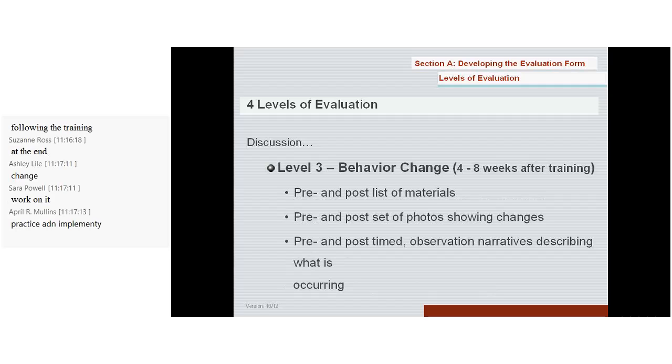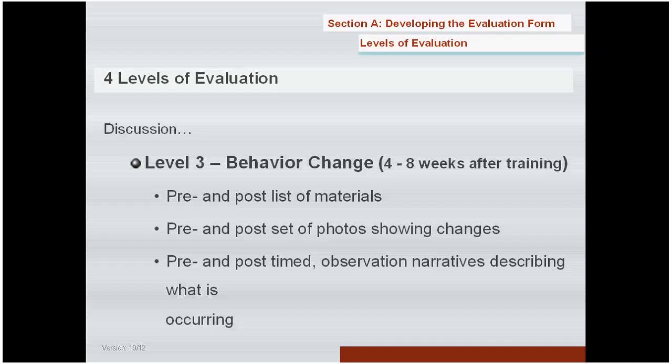Right. So some things that you're looking for are pre and post lists. These are just examples now. Pre and post lists of materials, for instance, that might be in the room or in a particular area. Pre and post set of photos that can be used for reporting changes. Pre and post observation narratives that can describe what was being done and what's being done now. Those are just examples, methods that you can use. Pre and post photos, pre and post narratives, pre and post percentages, pre and post tally counts, pre and post timed observations.